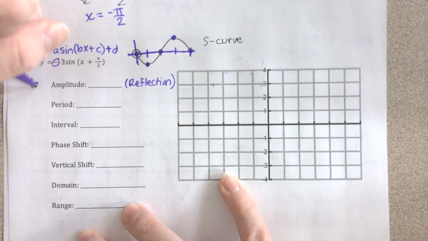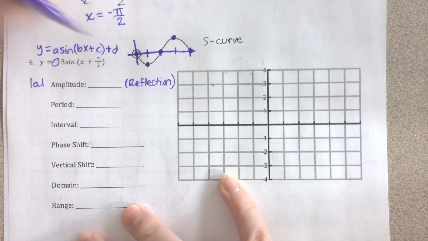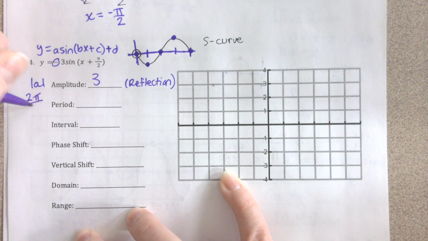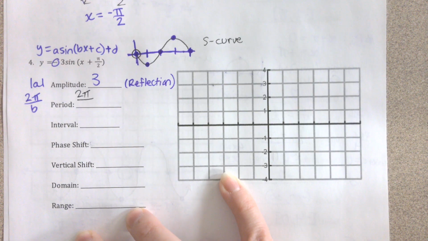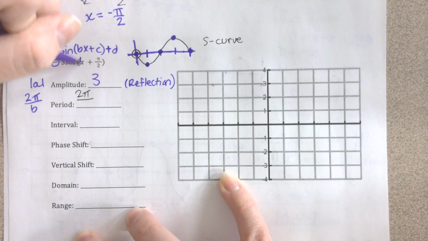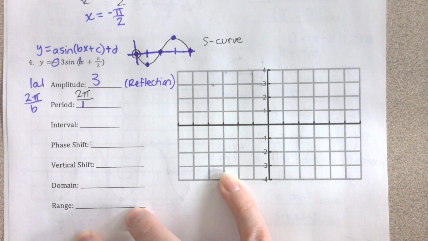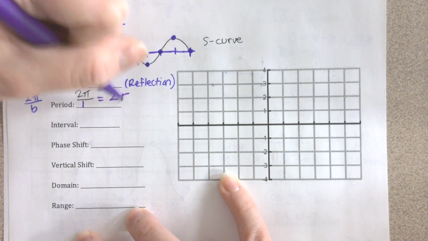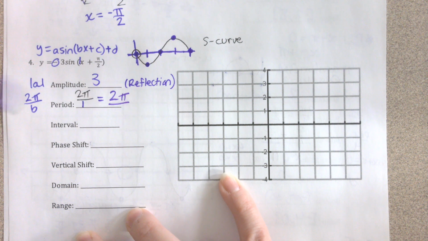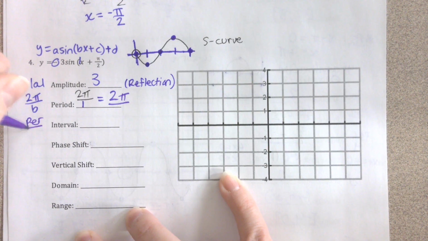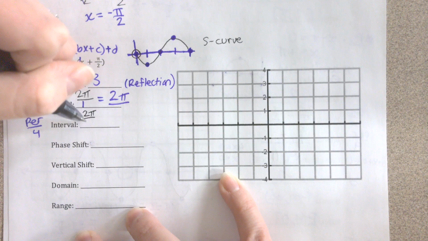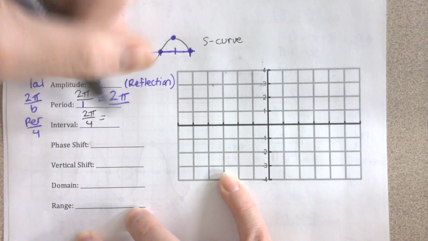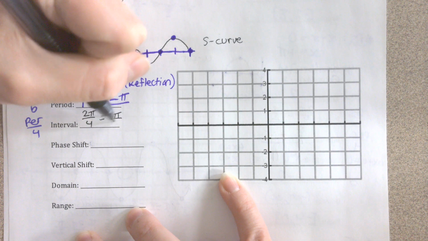Amplitude, remember absolute value of A, it has to be positive. So we'll still write positive 3. Period, 2 pi over B. 2 pi over my B, this time again is a 1, so it's just a nice 2 pi. Interval, period over 4. Period is 2 pi, so 2 pi over 4. Reduce, 1/2, which is just pi over 2.